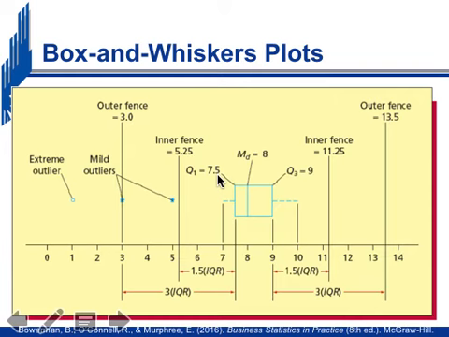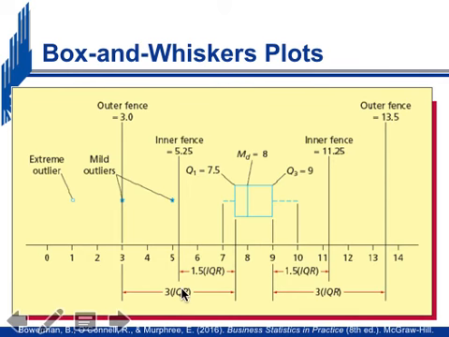So if you multiply 1.5 times 1.5, we will get 2.25. And that's the distance of the inner fences from the first and the third quartiles. So 2.25 units to the left of the first quartile 7.5 is 5.25. And this is the location of the inner fence. For the other inner fence, that's the same distance to the right of the third quartile. So it's 2.25 units to the right of 9, or 11.25.